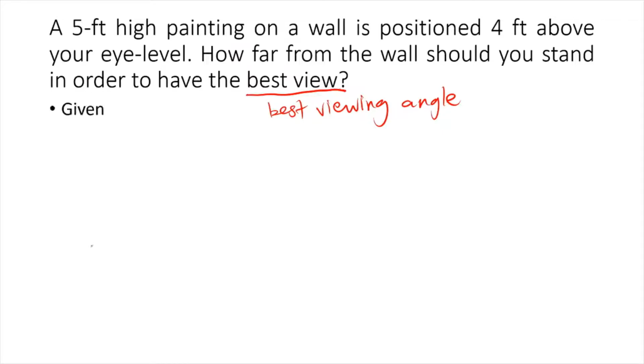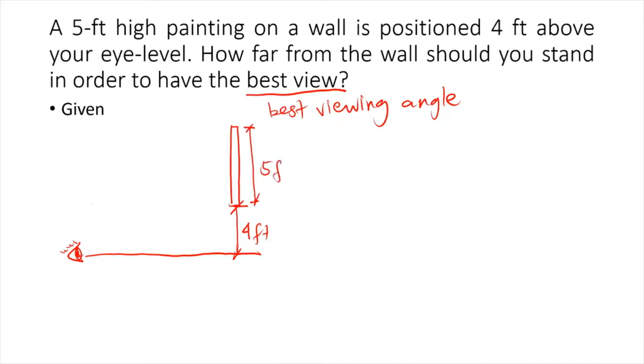Okay, let's say this is your point of view, and let's say this is where the painting is placed. According to the problem, it is positioned 4 feet above your eye level. This means that the lower edge is 4 feet above your eye level. If this is your eye level, then the lower edge of the painting is 4 feet above your eye level, so 4 feet. Also, the painting is 5 feet in height.